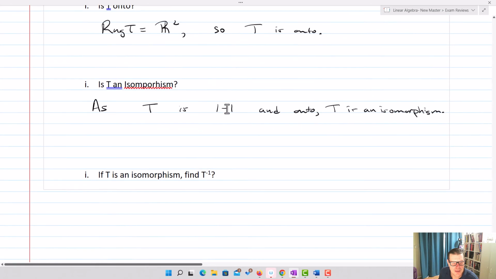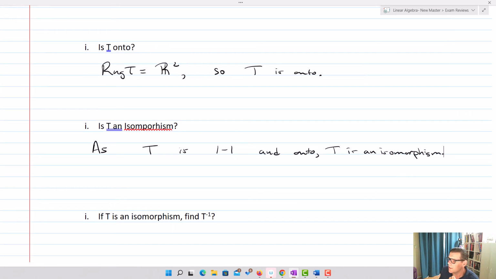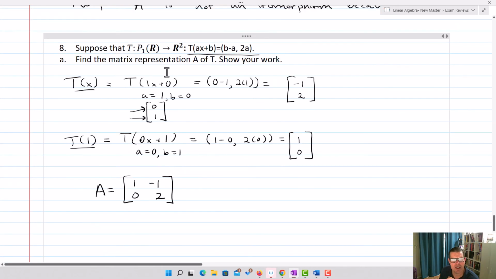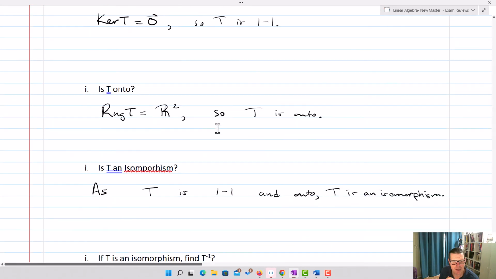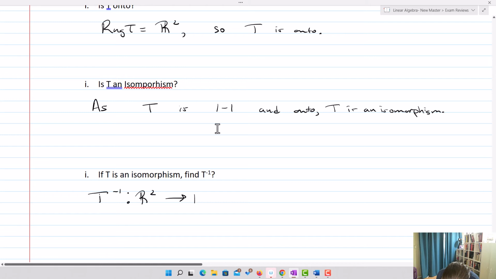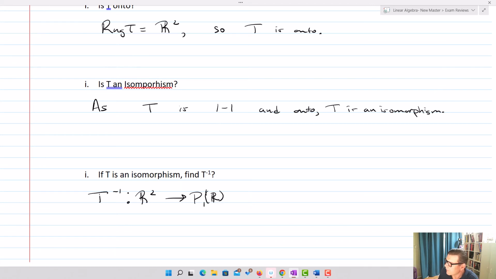Okay? And if T is an isomorphism, we need to find T inverse. So what we'll do is we'll go find A inverse. Okay? So first things first, understand that T inverse is going to go from R2 to P1R. So T inverse goes from R2 into P1R. Okay? I'll first find the inverse matrix.